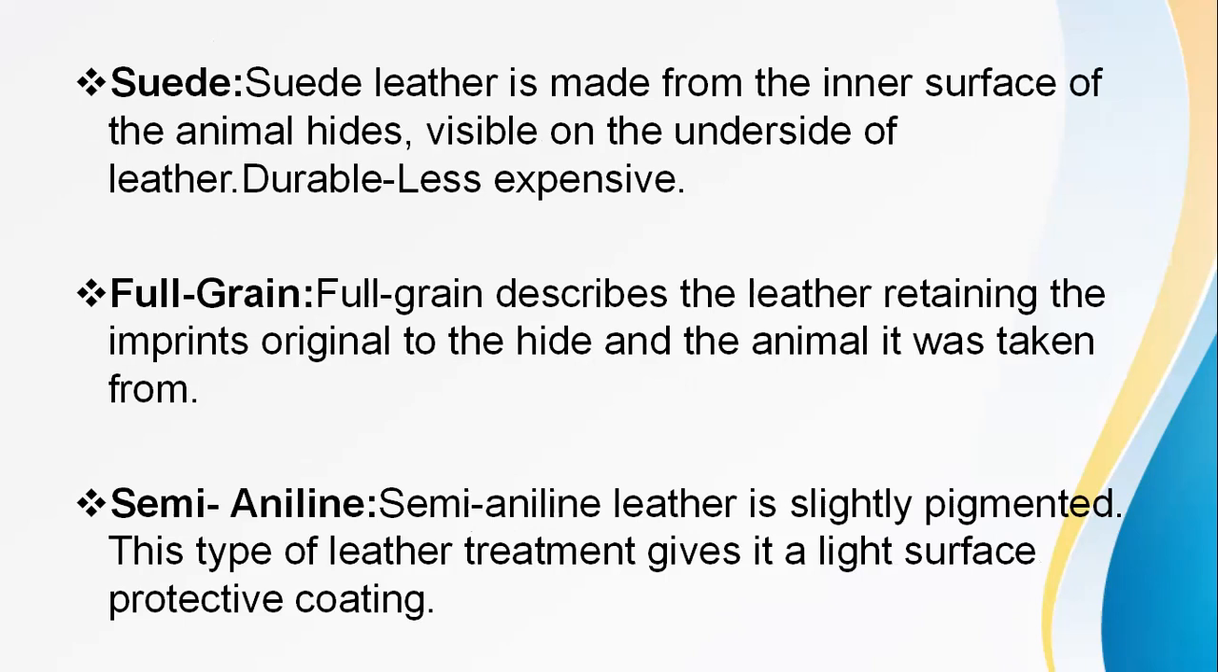Full grain describes the leather retaining the imprints original to the hide and the animal it was taken from. It depends on the animal it was taken from. Semi-aniline leather is slightly pigmented. Pigments are introduced so that it looks pigmented. This type of leather treatment gives it a light surface protecting coating.